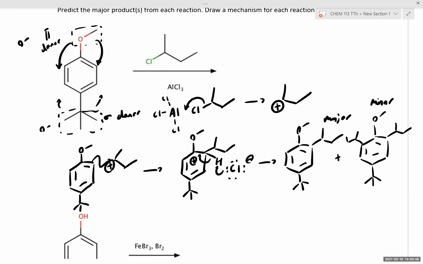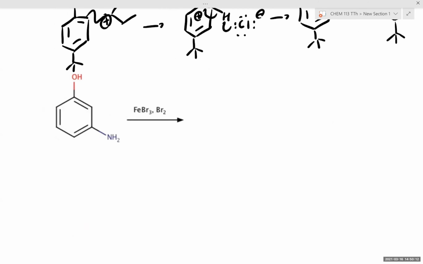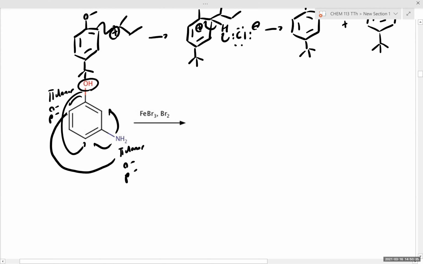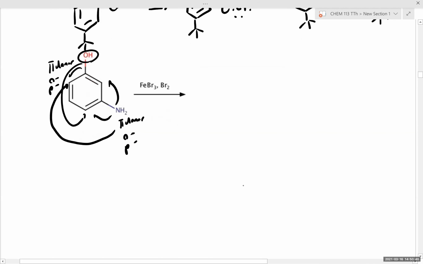Okay, so let's keep going and look at this next case. In this case, we have a hydroxy group, which is a pi donor, so an ortho-para director. And we have an amine, which is also a pi donor, or an ortho-para director. Okay, so with that established, we would expect to see reaction at these three possible positions. I'll label them A, B, and C.